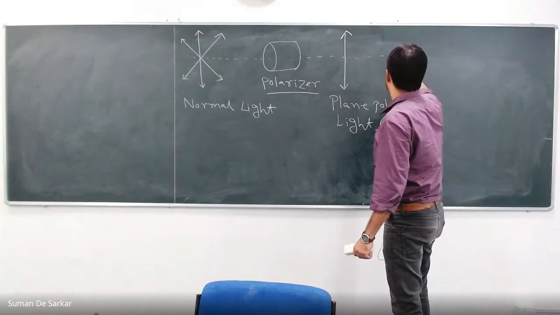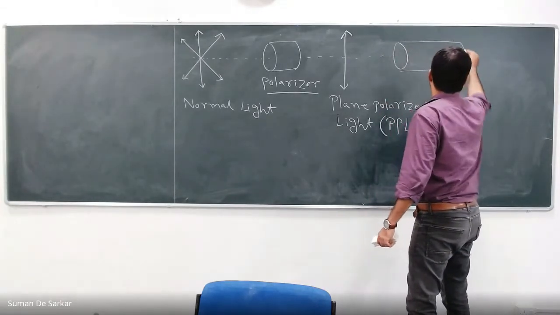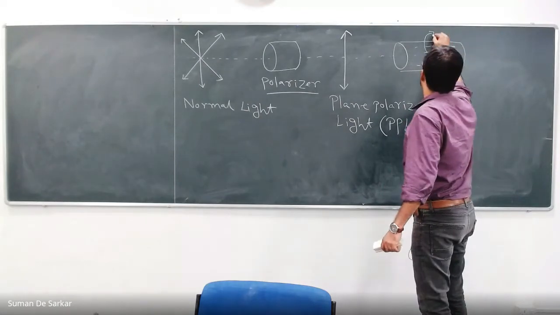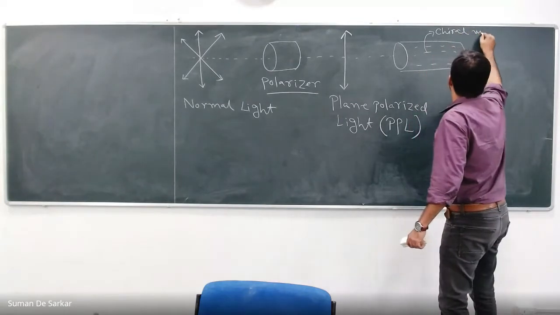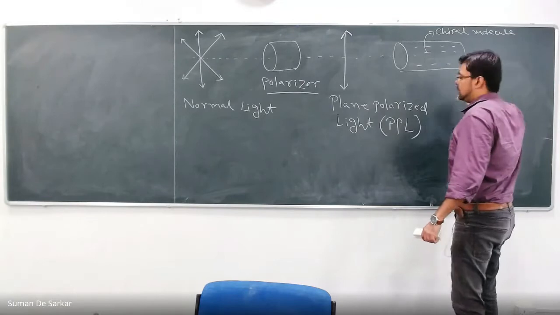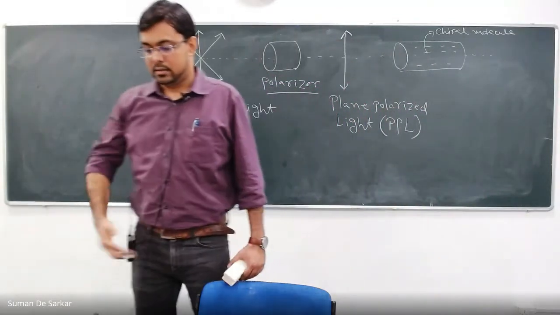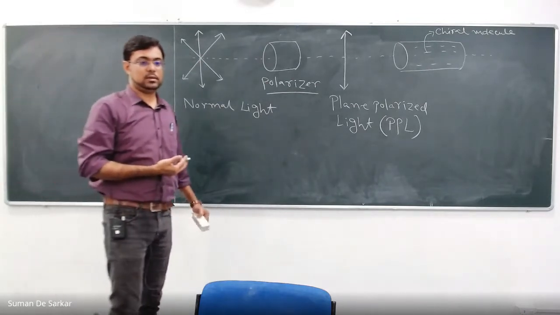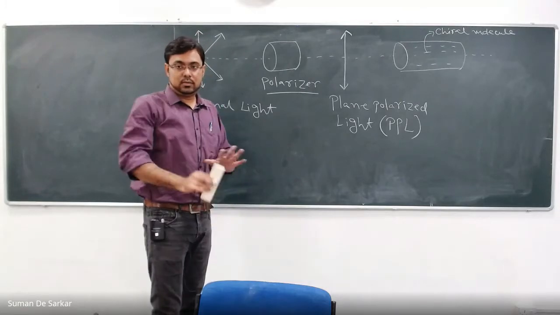And his observation was, when he passed this plane polarized light through a solution of chiral molecule. Okay. So, as I said, this guy, the second guy, his name was Biot. I think he's a French guy. He was also a physicist, so no chemistry here.